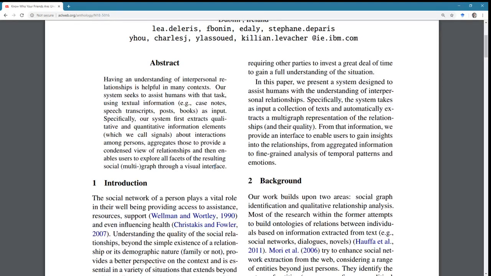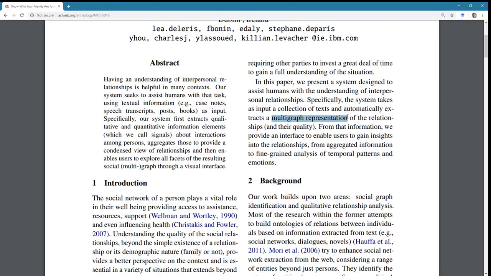"In this paper, we present a system designed to assist humans with the understanding of interpersonal relationships. Specifically, the system takes as input a collection of texts and automatically extracts a multi-graph representation of the relationships and their quality. From that information, we provide an interface to enable users to gain insights into the relationships, from aggregated information to fine-grained analysis of temporal patterns and emotion." So this is going to be a dynamic graph that's showing change over time.